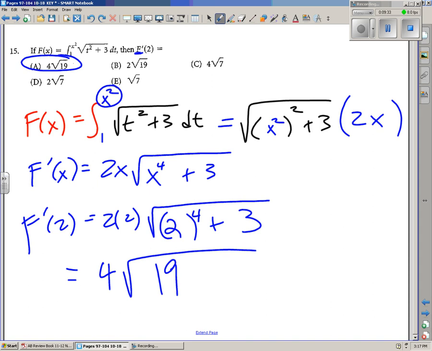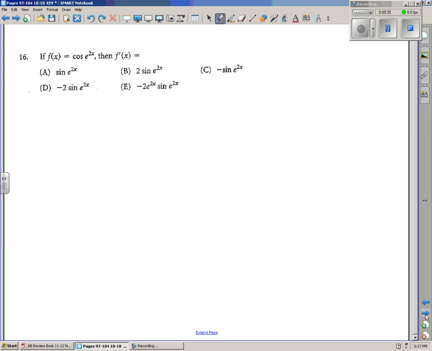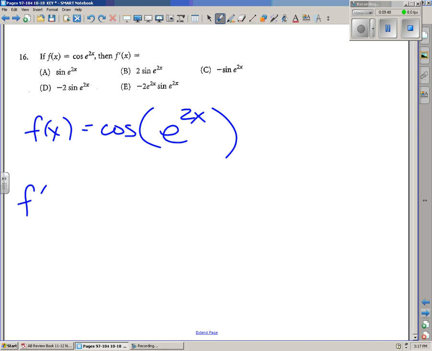Very easy question if you remember how to do it. All right, number 16, if f of x is cosine of e to the 2x and f prime of x is, I want to write f of x carefully. I want to write cosine of e to the 2x. And then I want to unravel this thing using the chain rule.